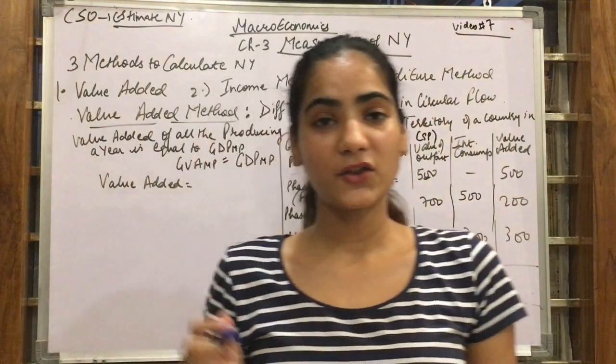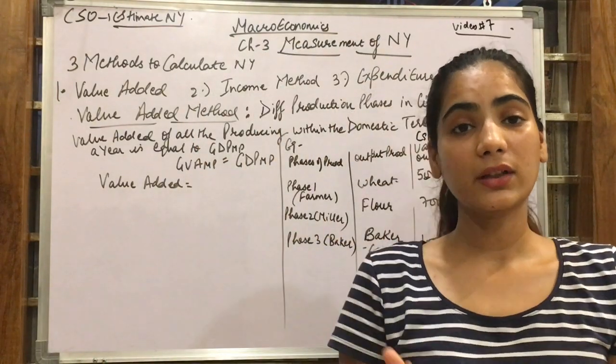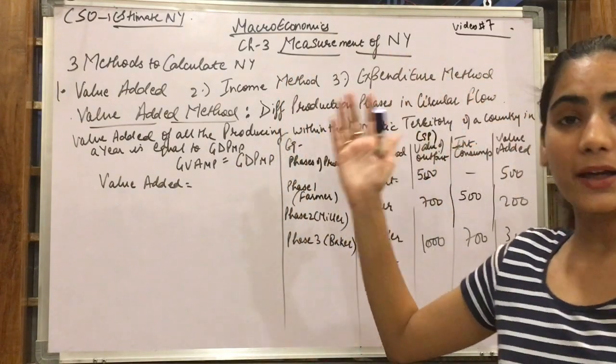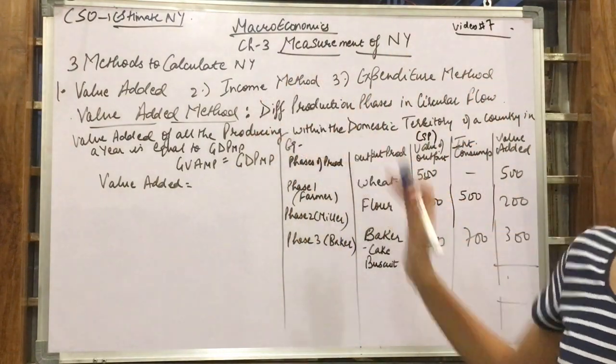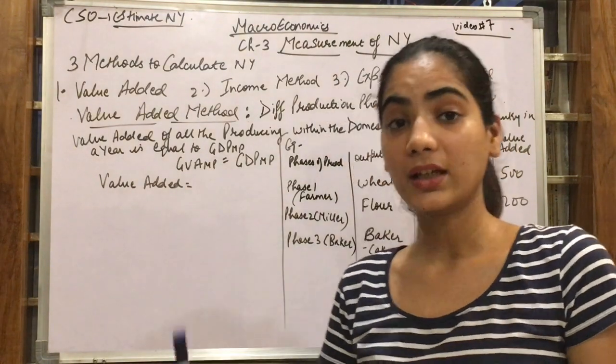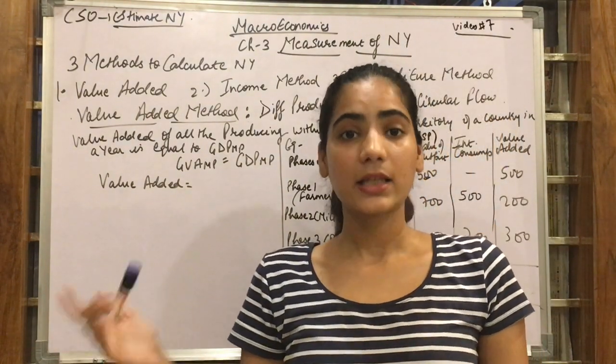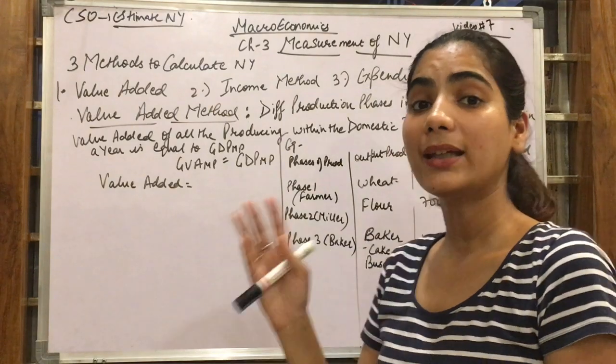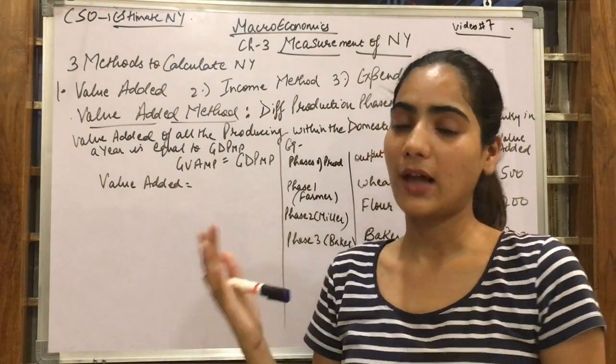And welcome back to my channel. In this video we will be explaining macroeconomics chapter number 3, which is measurement of national income. In the earlier videos we talked about national income and its aggregates, and now in this video we will be calculating different methods of national income.